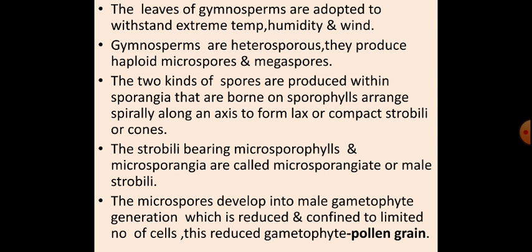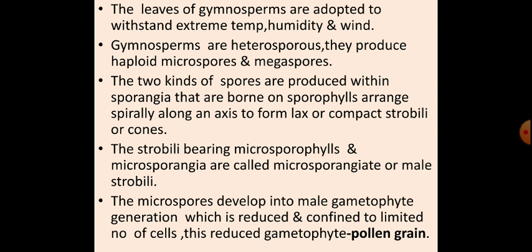Instead of mycorrhiza, in the coralloid root system, there are cyanobacteria. The function of cyanobacteria is that it will fix atmospheric nitrogen to the soil. Nitrogen is an important macronutrient for the plant. So cyanobacteria will give nitrogen to the plant body. In turn, the cyanobacteria will get shelter inside the plant body.